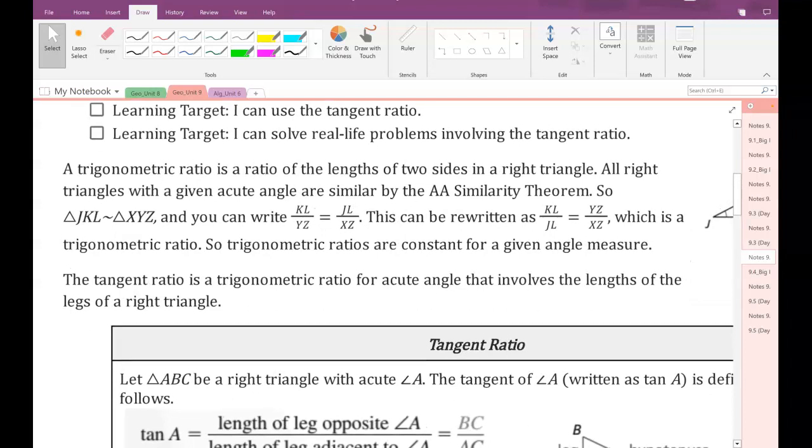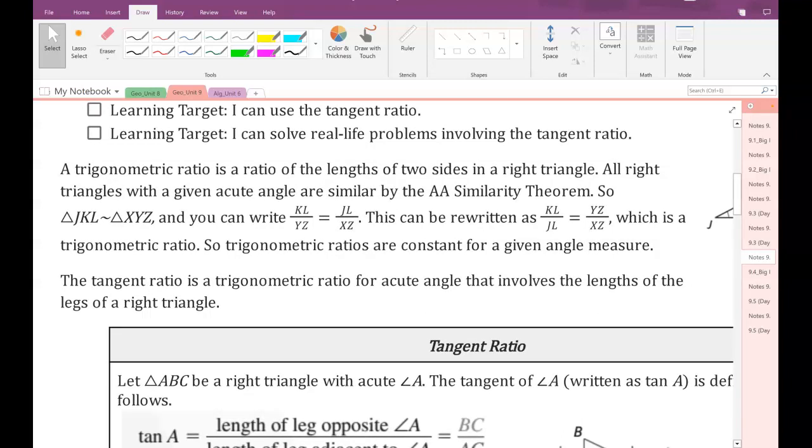So a trig ratio is a ratio of 2 sides in a right triangle. A ratio is when we're comparing 2 things. A fraction is a ratio. Division is basically just a ratio. You're comparing 2 things. So a trig ratio is you're comparing 2 sides of a right triangle.